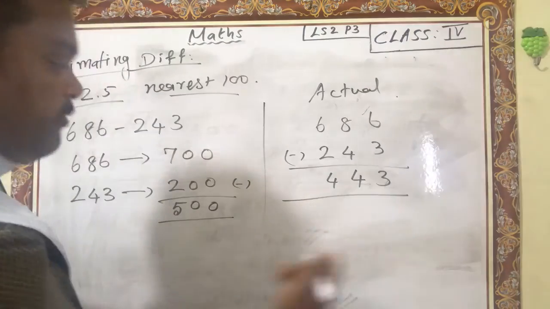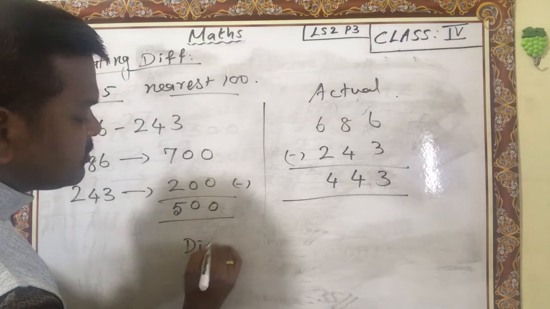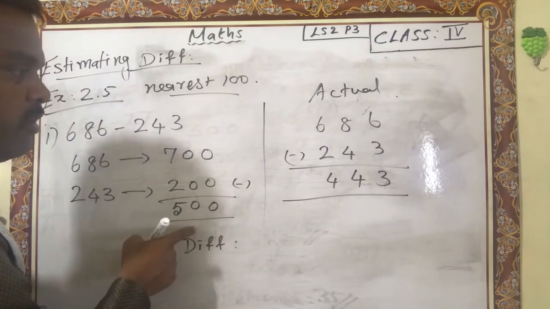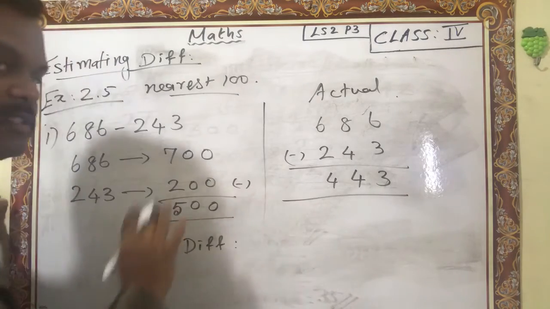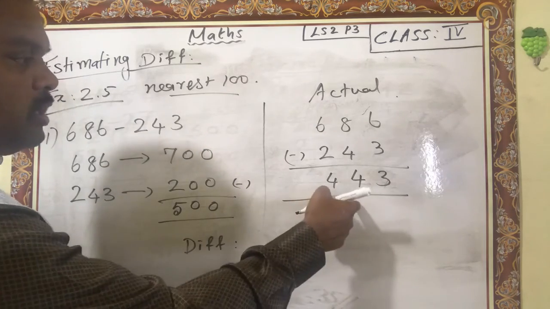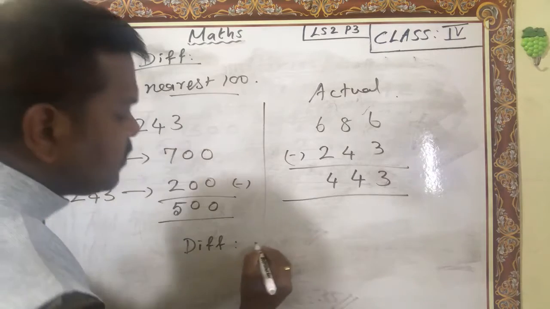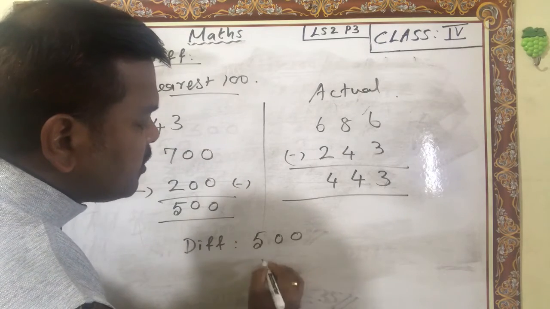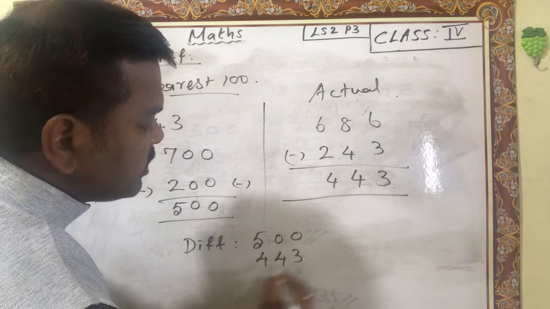Next you have to find the difference. 500 minus 443. Larger number minus smaller number. Like that you can find. 500 is larger, 443 is smaller. So 500 minus 443.